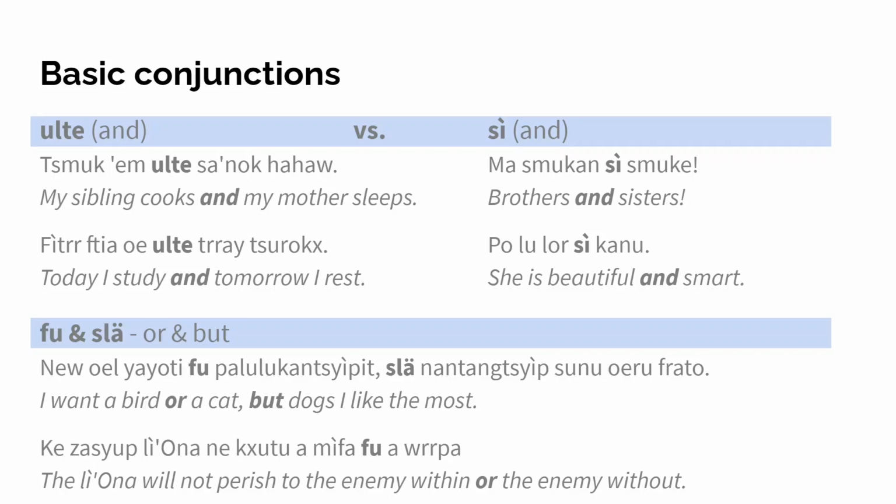And another example for fu. Ge zasyup leona nekutu amefa fu a vrpa. The leona will not perish to the enemy within or the enemy without. So basically not the enemy that is on the inside or on the outside.